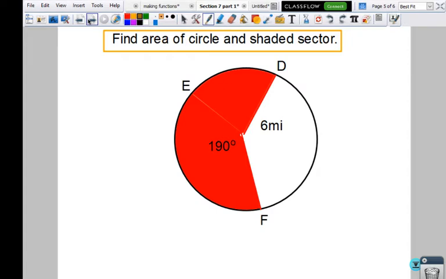So, Joseph, what's the first thing I need to do? Find the area. How am I going to find the area? Pi times 6 squared. All right. Kylie, what'd you get for this when you found the area? 113.10.